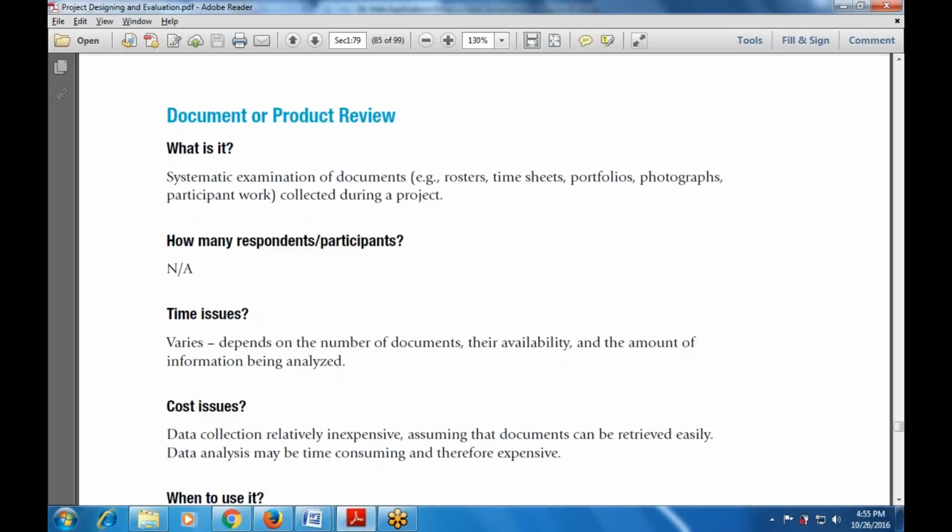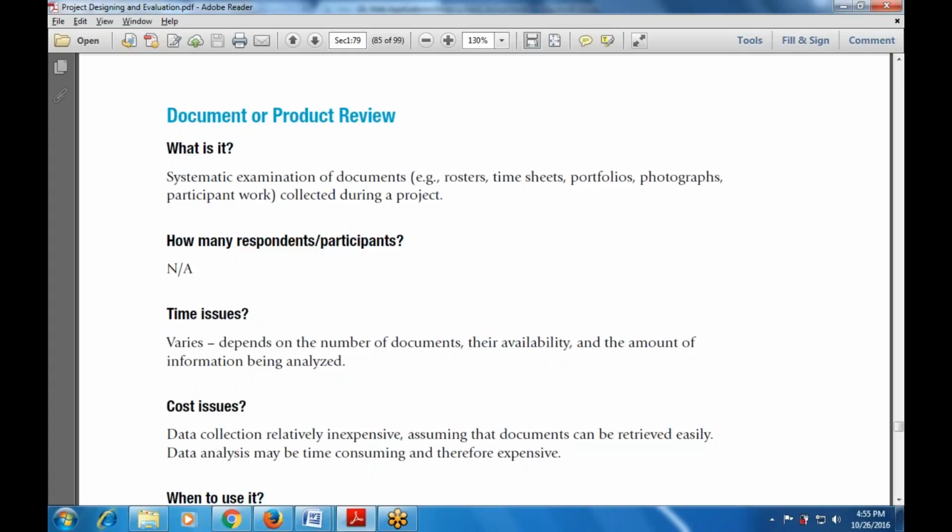The next is, what are the various time issues that are associated with the document or the product review? It varies. It depends on the number of documents that are fetched, that are scanned. Whatever the number of documents, that is the time issue. If there is a large number of documents, then a huge amount of time is required.